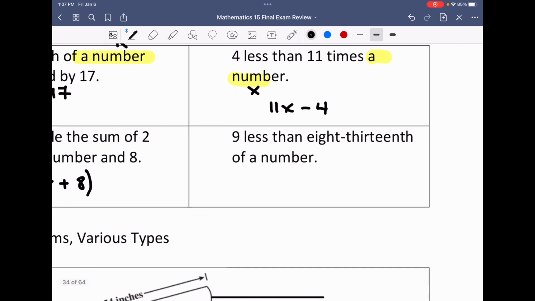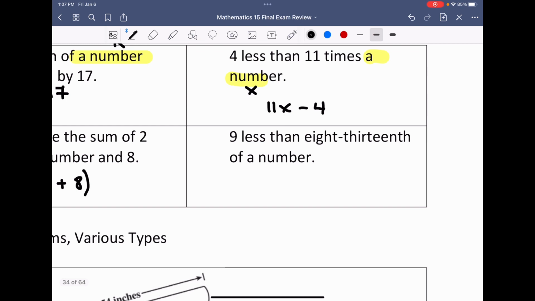All right, 9 less than 8/13 of a number. 8/13, well, let's translate that into a fraction. It's 8 over 13. And when we say 8/13 of a number, that number we don't know is x. We're going to multiply it to that fraction. And they say it's 9 less than that, so we subtract away 9.